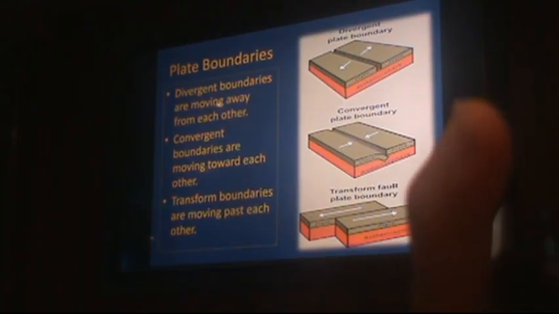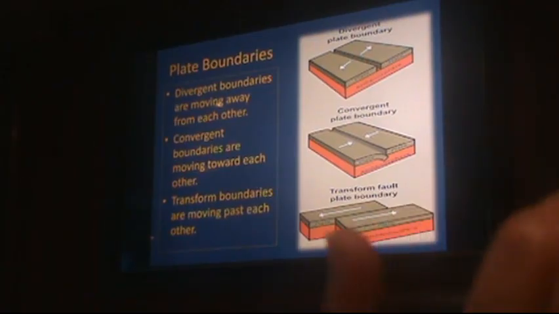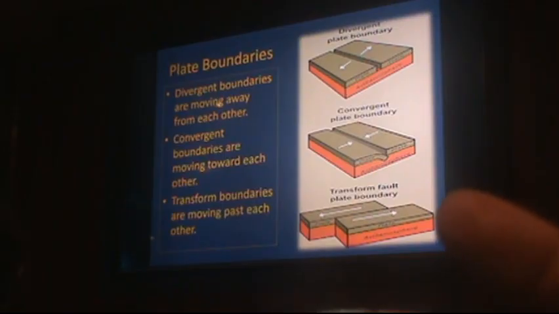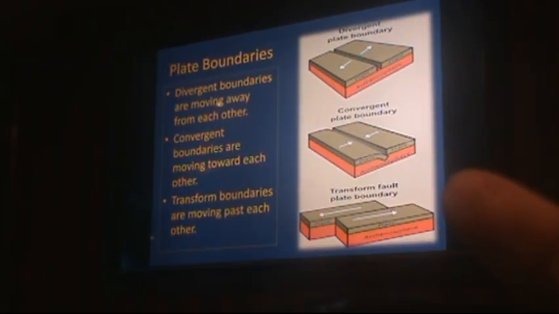It's why up in the Pacific Northwest we have volcanoes and mountains, like Mount Baker and Mount Rainier, all those volcanoes that are up there. And it's also why all those Aleutian Islands up there are also volcanic.